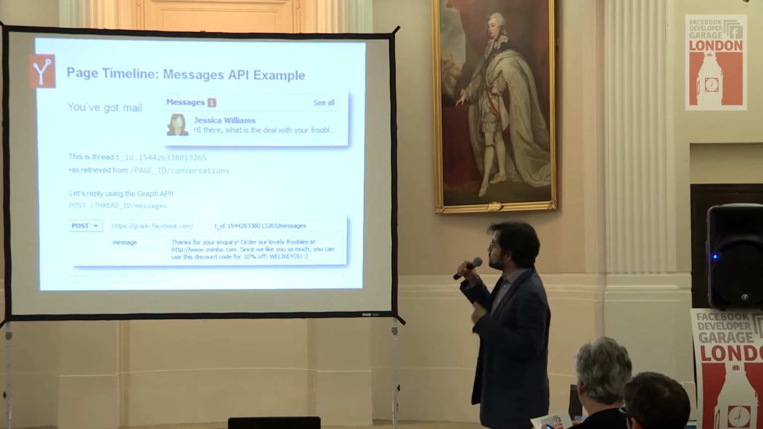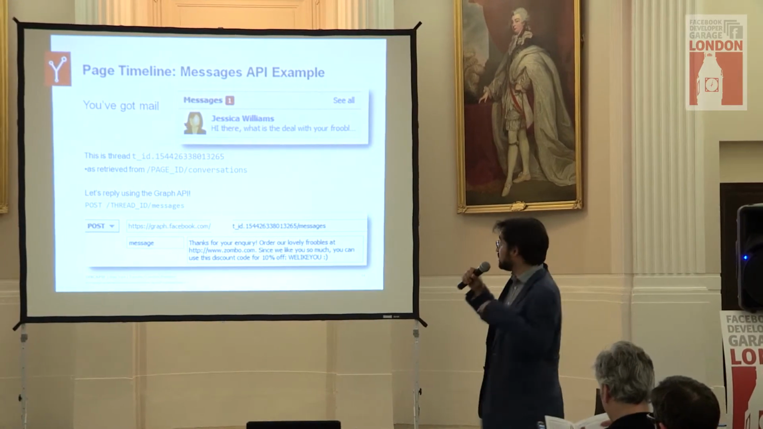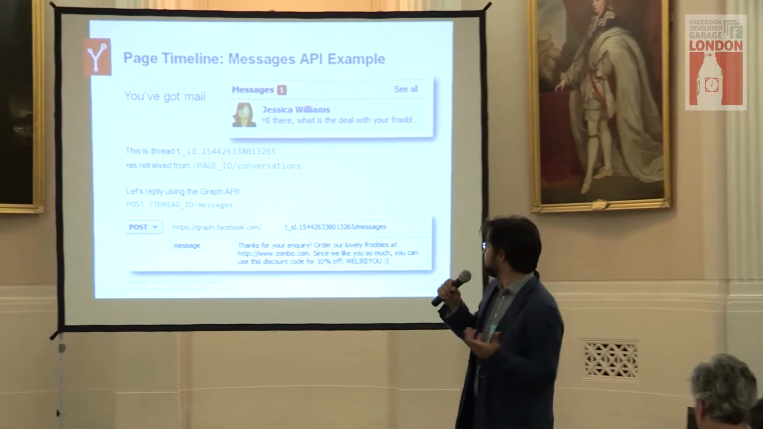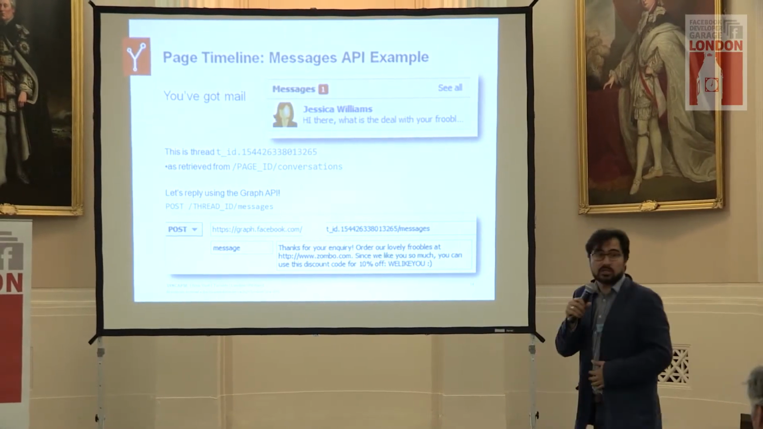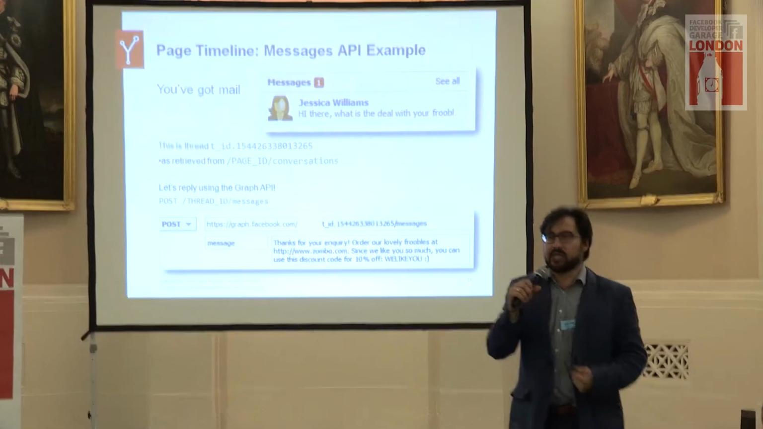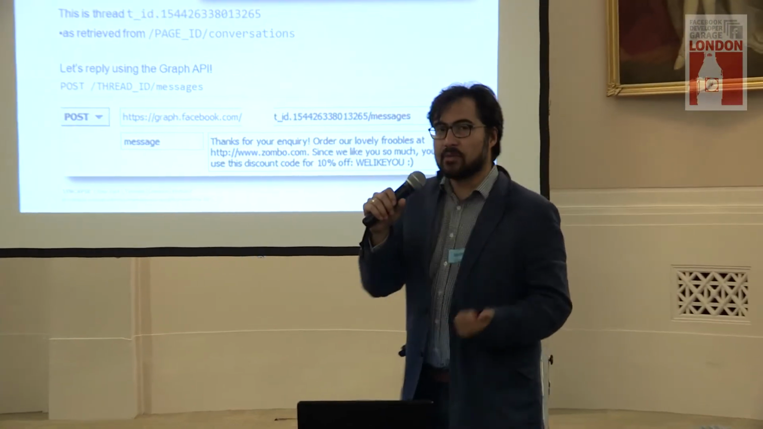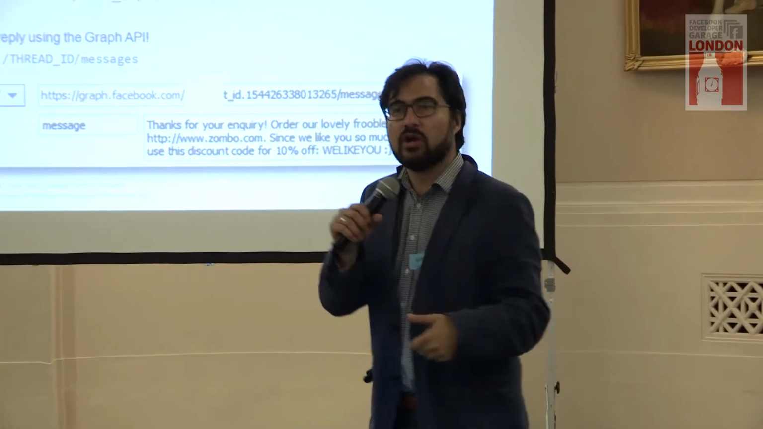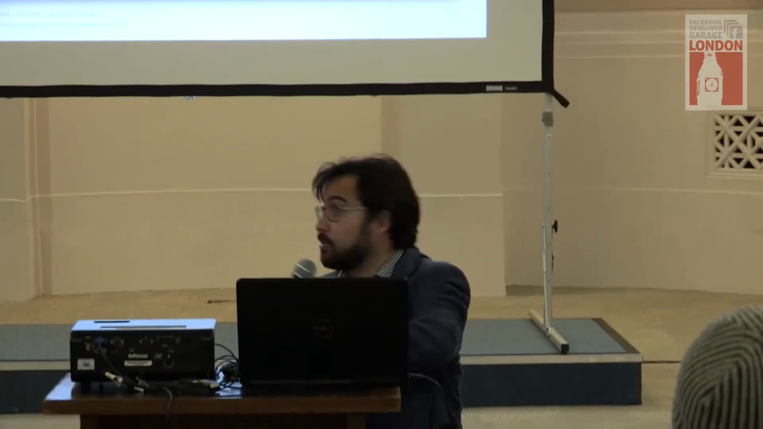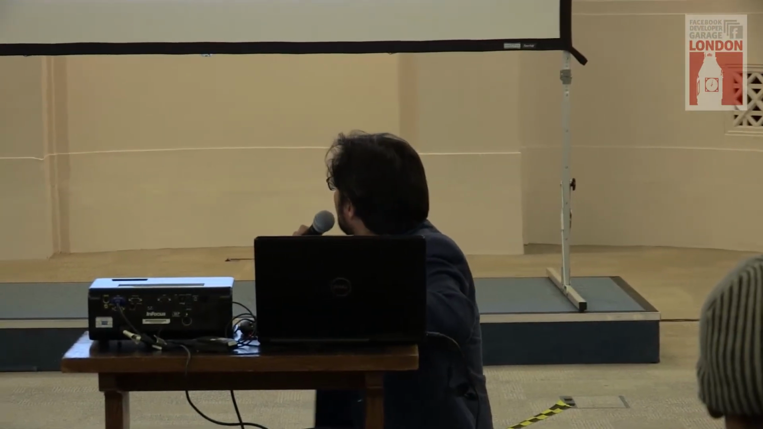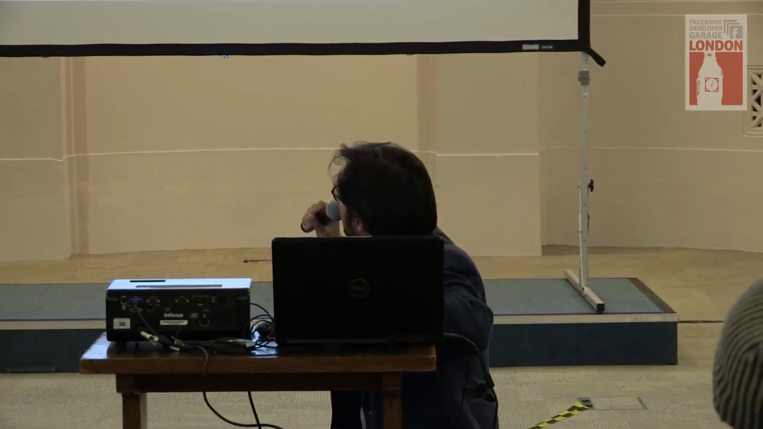I've used the conversations connections to get the thread ID. And now I'm going to post to the thread ID/messages with my response, right? So I like Jessica Williams. She's been a good customer. I'm going to give her a nice reply, tell her where to go, and give her a nice discount code. All right, so that's what I'm posting there at the bottom. And this is the result. This is the conversation I've had with Jessica Williams.